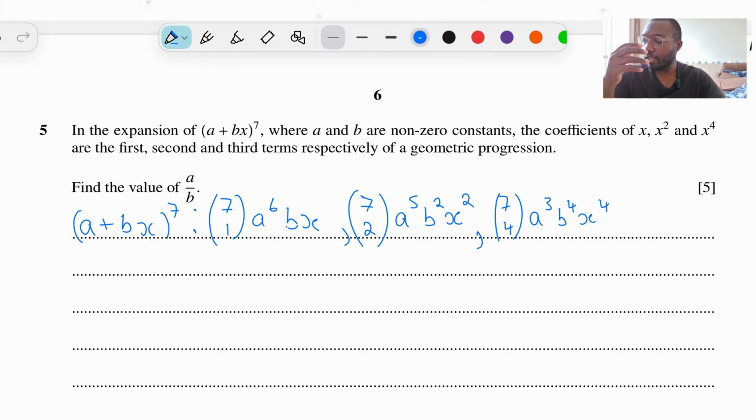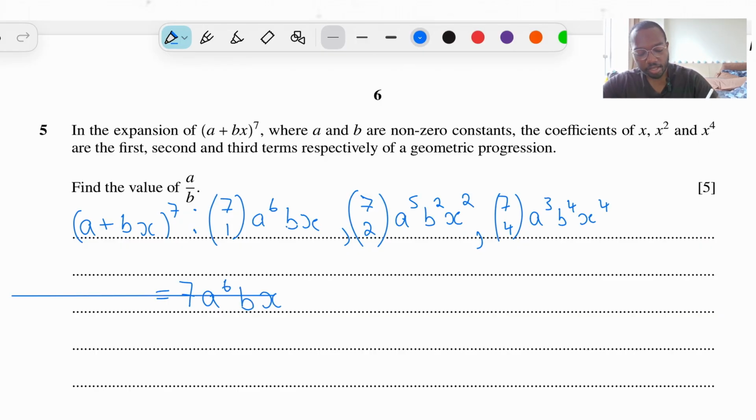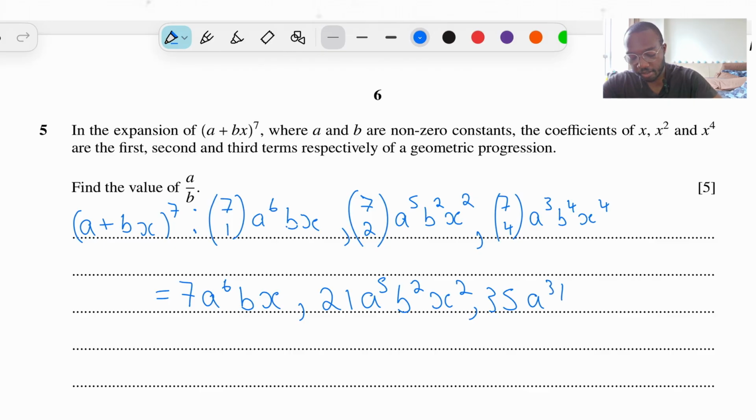So now let's work out these values. So if we work out these values, then what do you get? Well, you get 7 choose 1, that's just 7, a to the 6, bx, okay? And then for the next one, what do we get? Well, 7 choose 2, that is 21. So that'll be 21 a to the 5 b squared x squared, okay? And for 7 choose 4, that's 35. So 35 a to the 3 b to the 4 x to the 4.